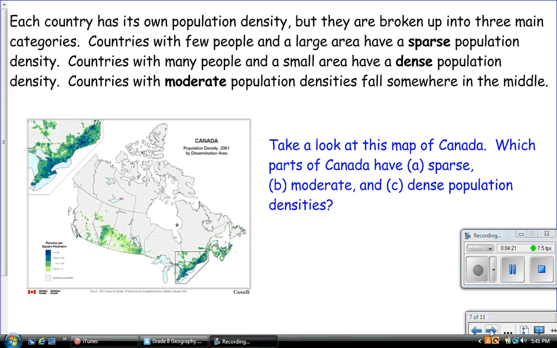Each country has its own population density, but they are broken up into three main categories. Countries with few people and a large area have a sparse population density. Countries with many people and a small area have a dense population density. Countries with moderate population densities fall somewhere in the middle.